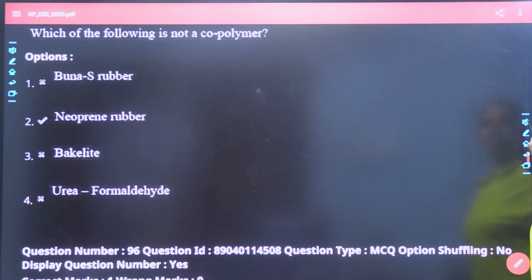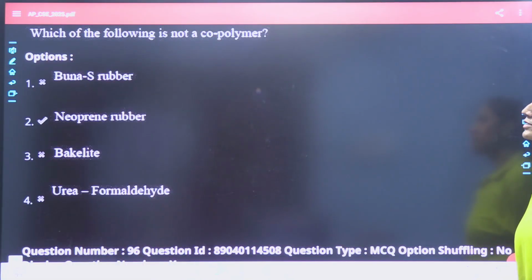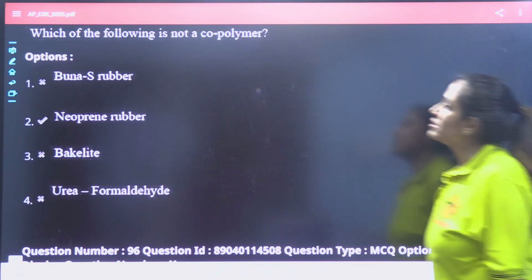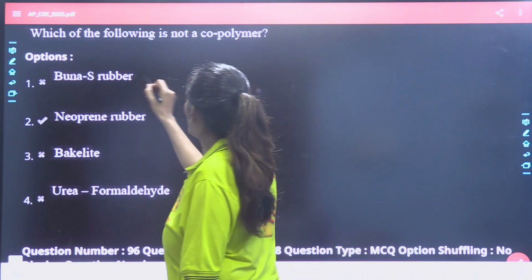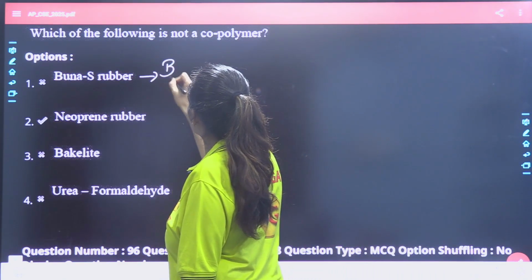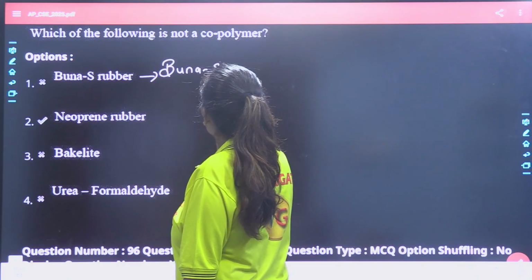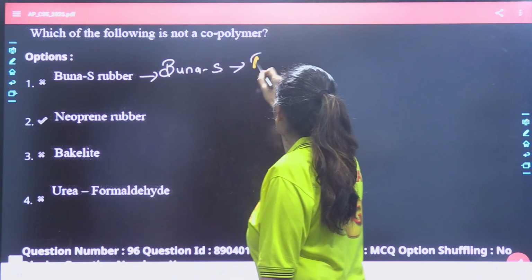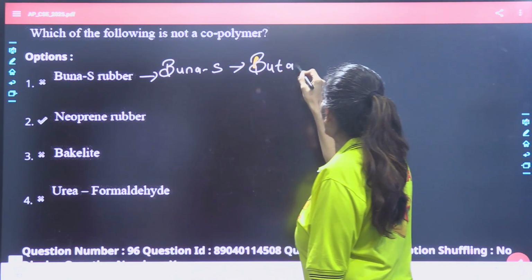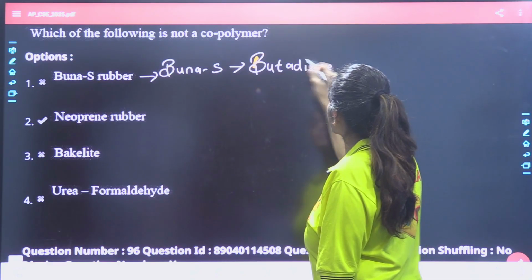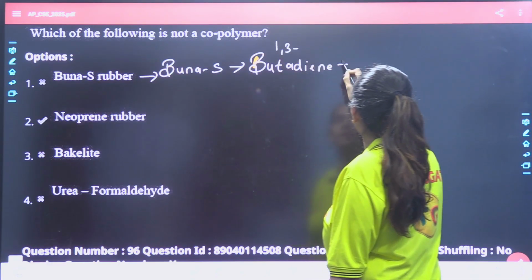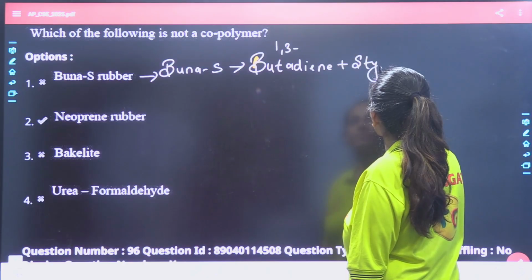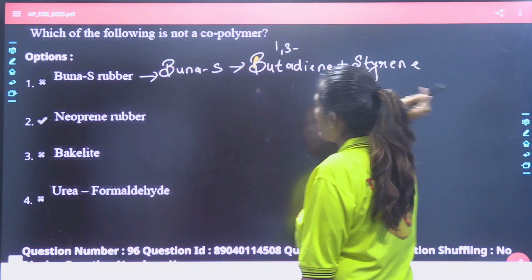Which of the following is not a copolymer? Now the next question is which of the following is not a copolymer. See, the Buna-S rubber is a copolymer. Buna-S is a copolymer of butadiene, that is 1,3-butadiene, plus styrene. So it is a copolymer.